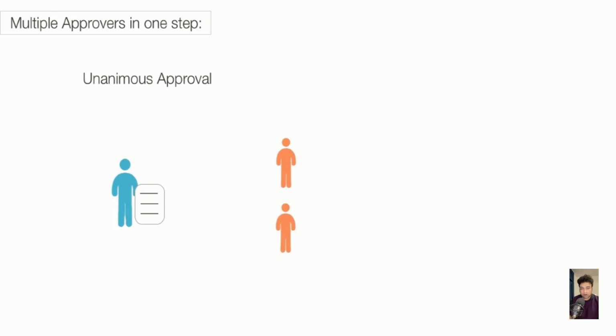An approval process can also have multiple approvers in a single step. When a user submits a record for approval, the request can be sent to multiple approvers. All the approvers need to approve the record for it to be approved, or else the request is rejected. This is called unanimous approval.